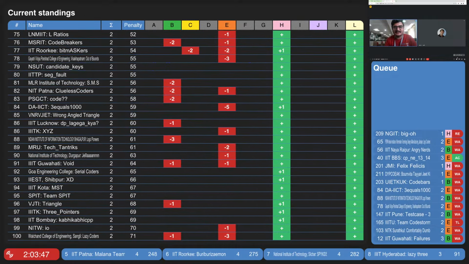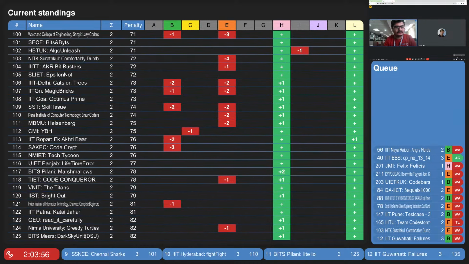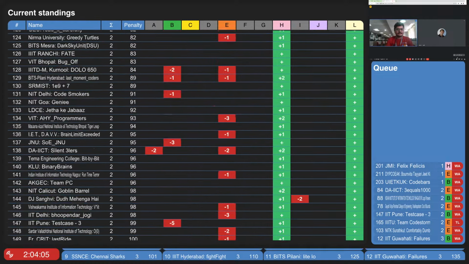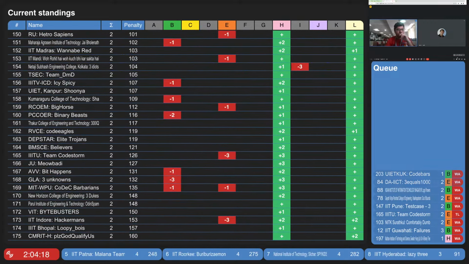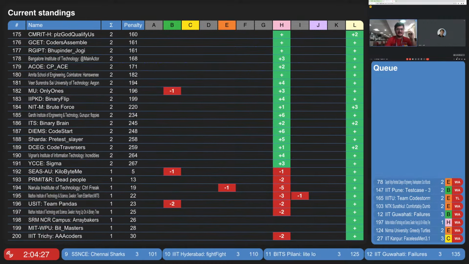Okay, looks like Dumber Muffin is trying expected diameter. Okay, looks like Dumber Muffin has incorrectly submitted on the expected diameter one. The code they have written is of a different problem.